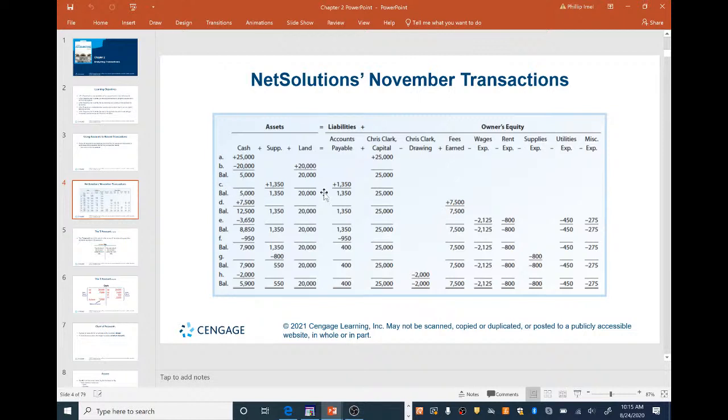Last transaction we'll look at here, just as a little reminder. We purchased supplies on account for $1,350. Supplies is an asset, so it's increasing $1,350. And also we purchased it on account, so therefore we have a liability of an account payable, so that's also going to increase $1,350. So that's a little catch-up reminder on how elements move and affect the basic accounting equation of assets equals liabilities plus owner's equity.